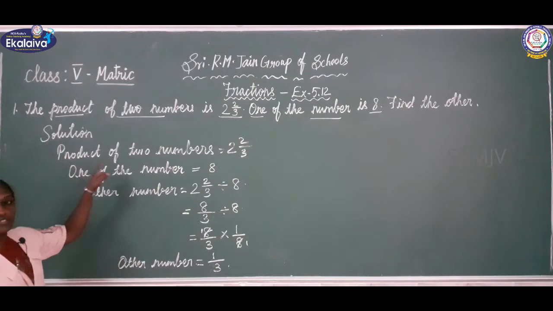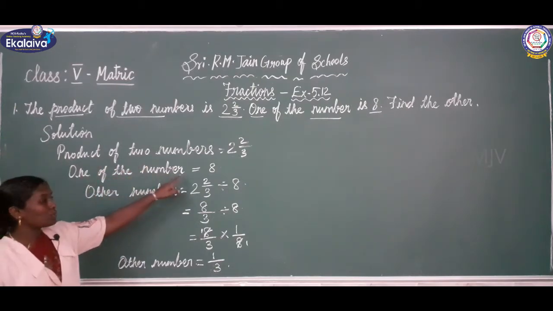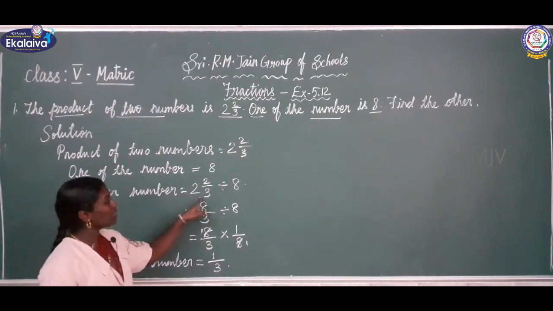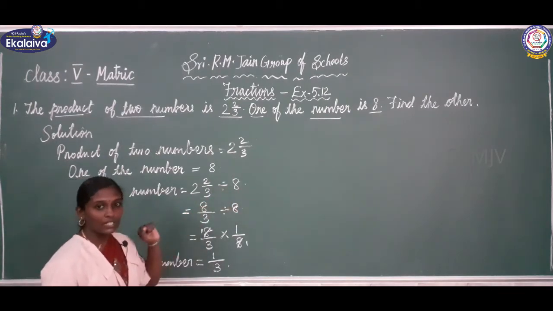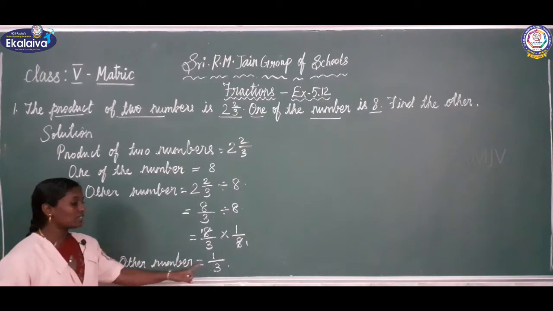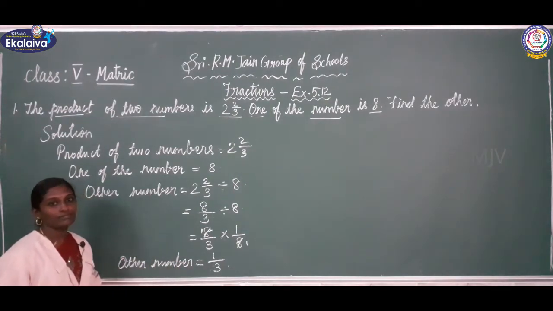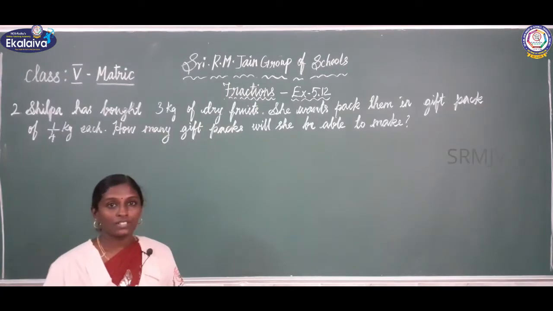Here the product of two numbers is given. One of the numbers is given. To find the other number, we are dividing the product of two numbers by the given number. So the other number is 1 by 3. Is it clear, children? The next question.